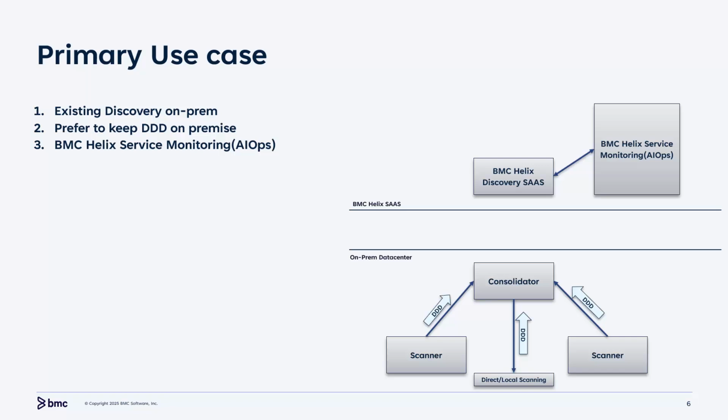Now for the service monitoring, you want to use the discovered nodes and relationship information that is sitting on your on-premise consolidator. And considering that you don't want your DDD data to go outside of your premise, in that case, a new type of consolidation was required, and that's where the inferred model consolidation comes into the picture. With this new type of consolidation, now you have the flexibility to only consolidate the inferred data, which is the required information from the AIOps point of view.